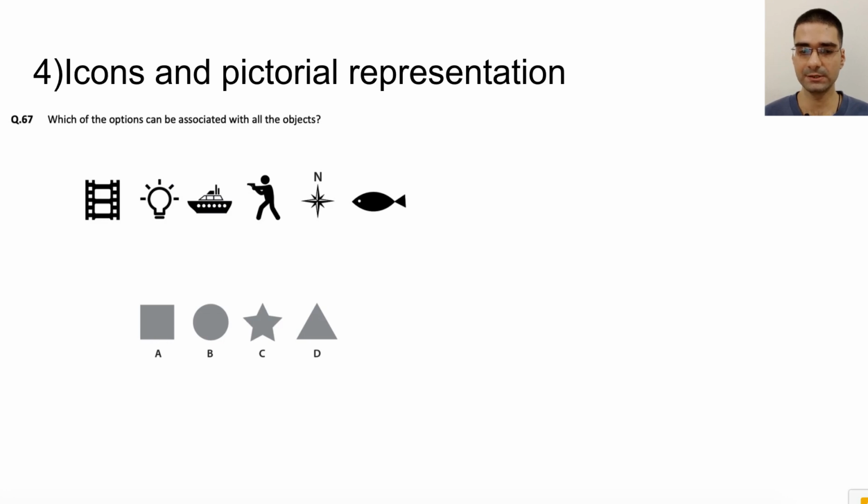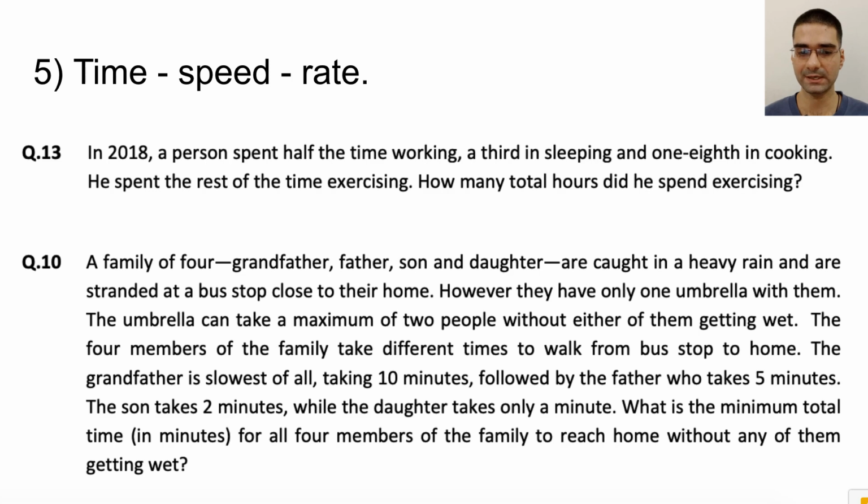The fourth one you will see is representation of icons and pictorials. Essentially, they are asking to see your sensitivity towards the correct use of icons and pictures. In this example, they have asked what is the correct association between the objects and the shapes shown below it, and you have to see the options and answer accordingly.